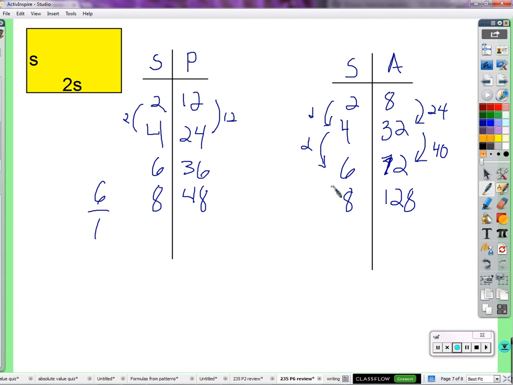32 to 72. It's just up by 40. From 32 to 72 is 40. And from 72 to 128? That equals 56. So it's constantly changing there. It's not just 6 to 1 or 12 to 2. It's not even 12 to 1. Because here we see a change of 2, and now this is changing 40. So that rate of change is changing.